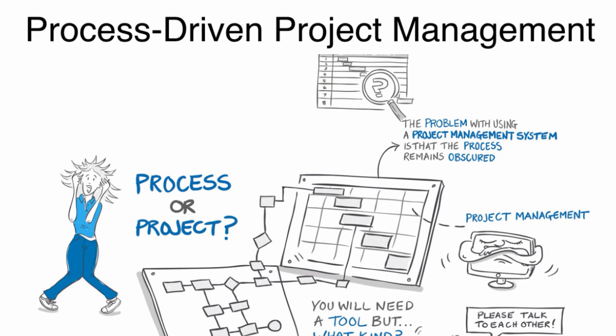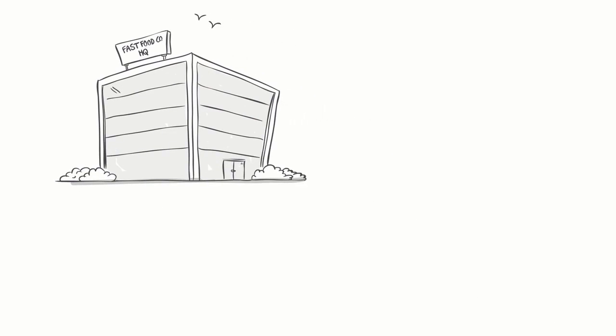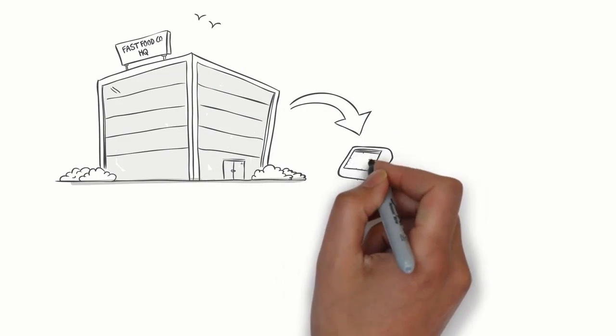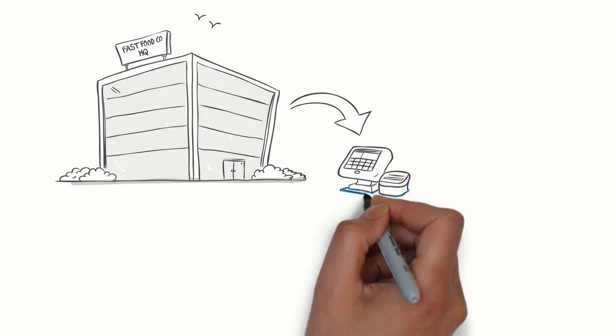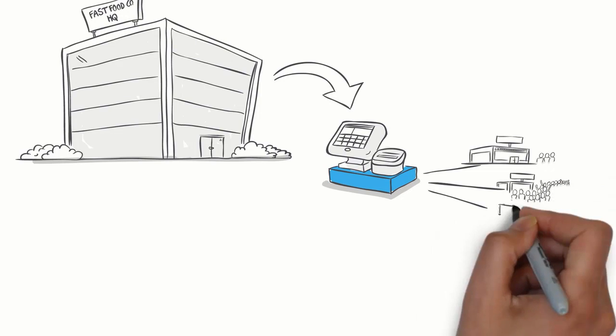What is Work Relay? Let's take this real-world example. A fast food company needs to install a new point-of-sale system in its 6,000 stores across the country. This involves repeating a complex process with unique variations for every store.